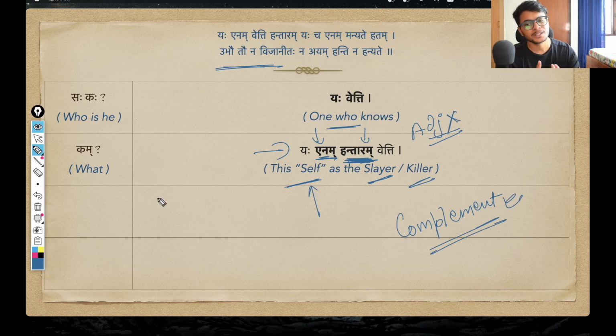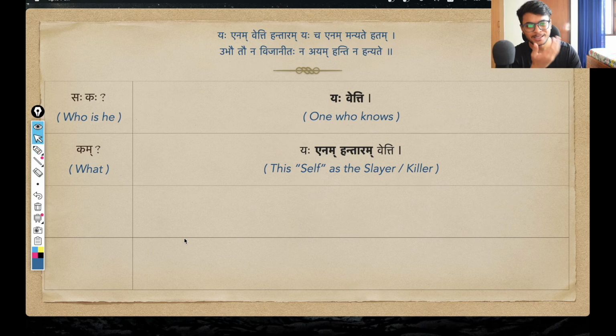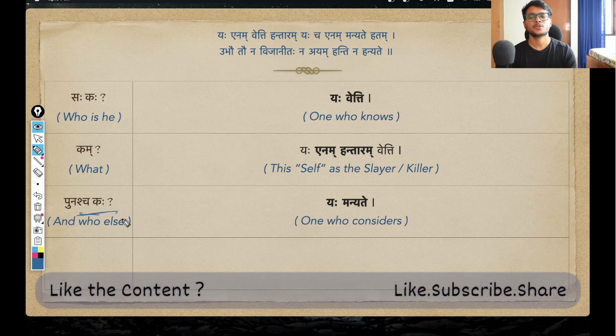What is the difference we will see, but first let me decode the second line also. So I'm basically repeating the question, punaschikaha, then who else? So okay, what about the next one? Yaha manyate, one who considers.